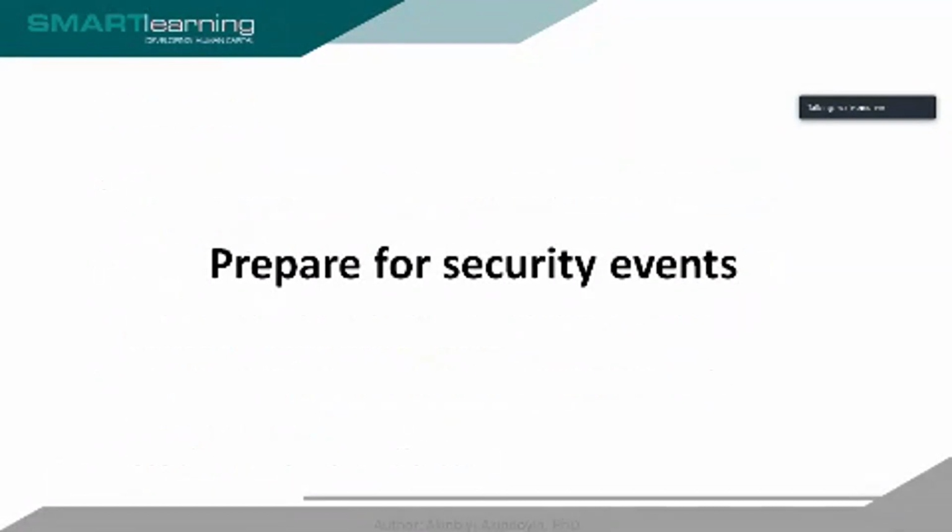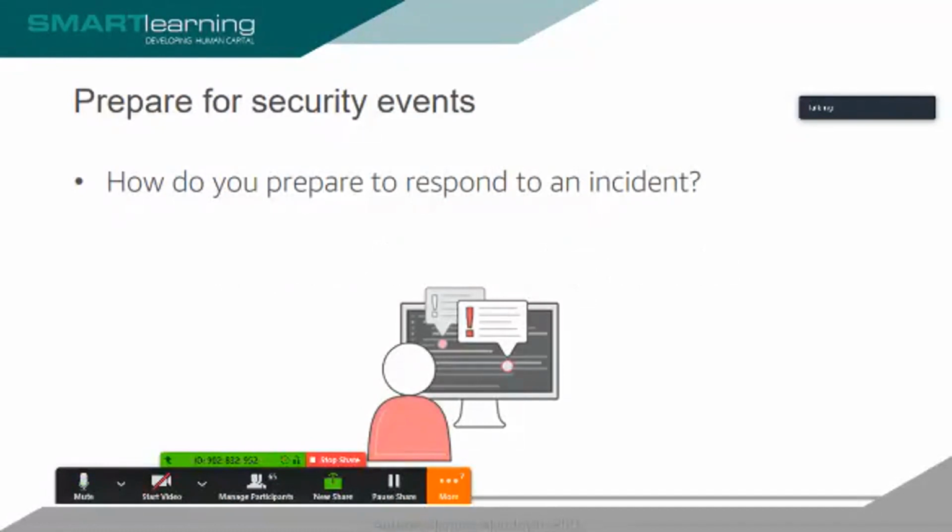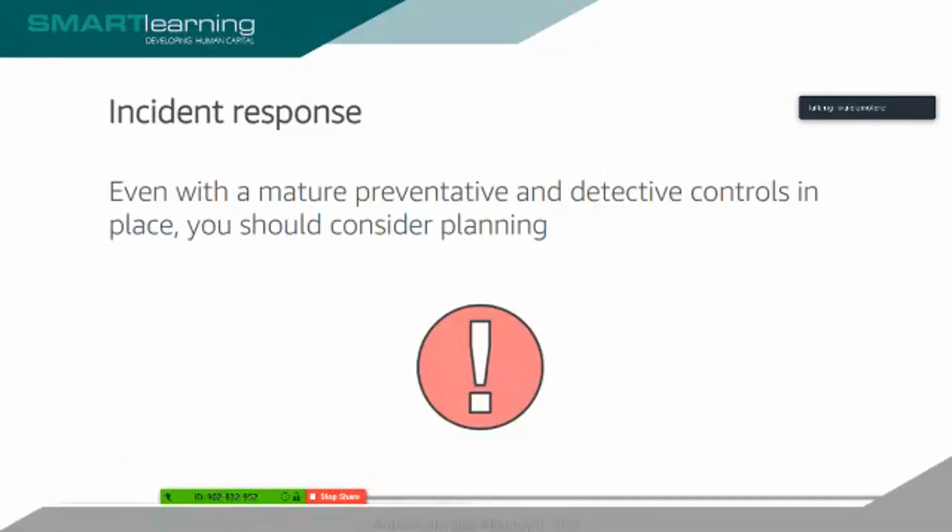So in as much as we've talked about all these mechanisms to checkmate threats, there are some instances where you have threats, you have security events. How do you manage incidents? How do you ensure that you isolate and you don't further expose the environment whenever there are incidents? So how do you prepare and respond to an incident? So even with mature preventive and detective controls in place, you still need to plan.